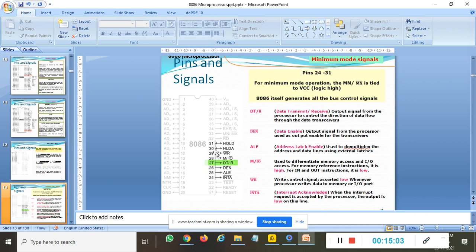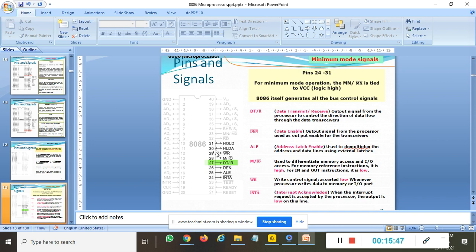When the ALE signal is high, the multiplexed address data bus acts as an address bus, and when it is low, the multiplexed address data bus acts as a data bus and carries the data. Actually it is used to demultiplex the address and data lines using external latches. Okay, clear? Next one is also a pin you know, M/IO bar, meaning memory or input output.